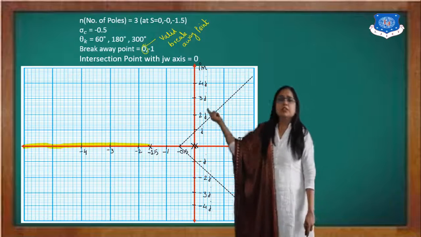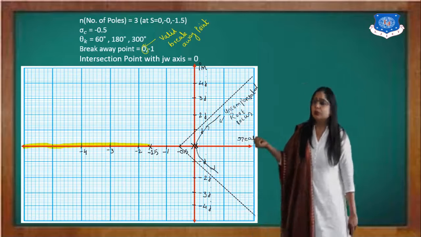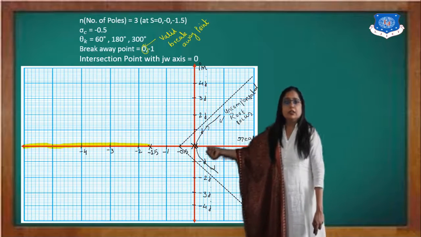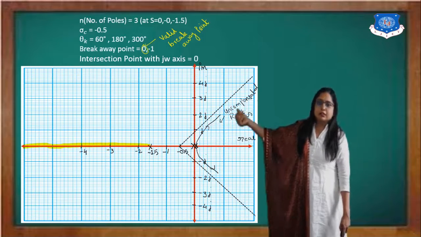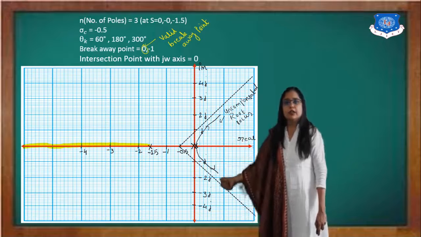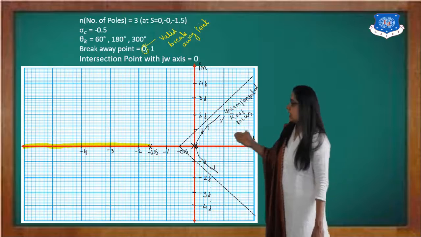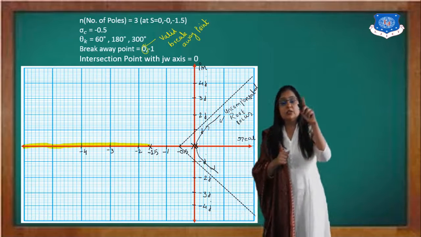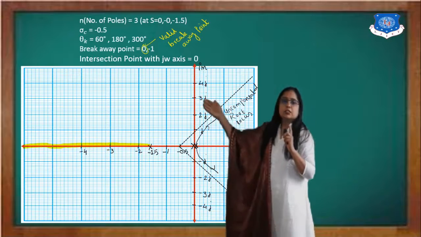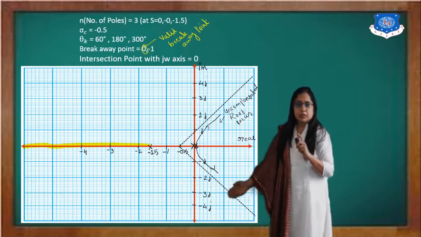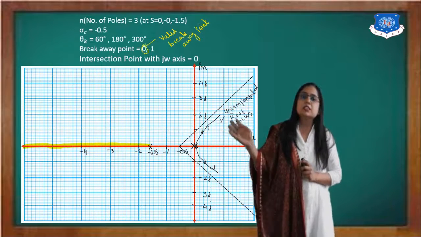Now the intersection point with the j omega axis is also 0. So this is my root locus. It will cut at the origin because it's a breakaway point. Then it goes to this line, and here also the 300 line. And the pole at minus 1.5 goes to this highlighted line, because another angle of asymptote is 180 degrees. Here one goes to this, another goes to this dotted line direction, and one is the 180 degree.